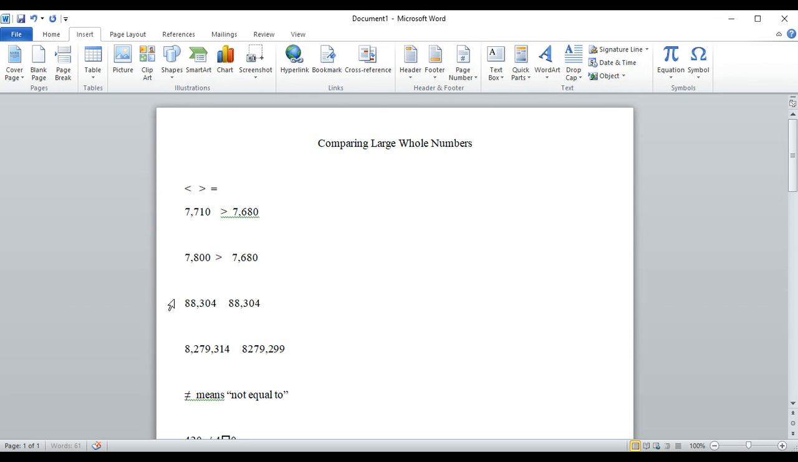So let's look at these next two numbers, 88,304 and 88,304. When you say those out loud to yourself, I hope you said, oh, those are the exact same numbers. So we're going to put an equal sign in there. And that's another important strategy in helping you figure out more easily whether to put a greater than, less than, or equal to sign in it, is to actually say the number out loud.